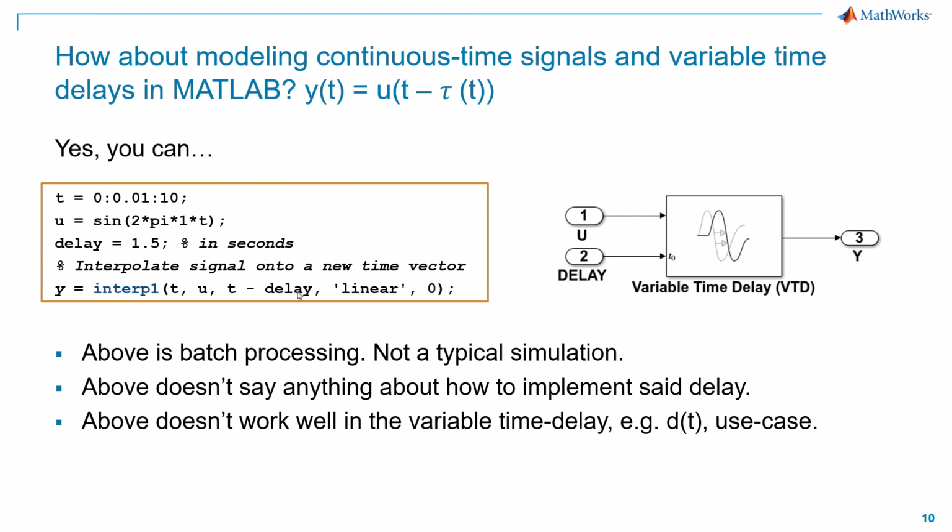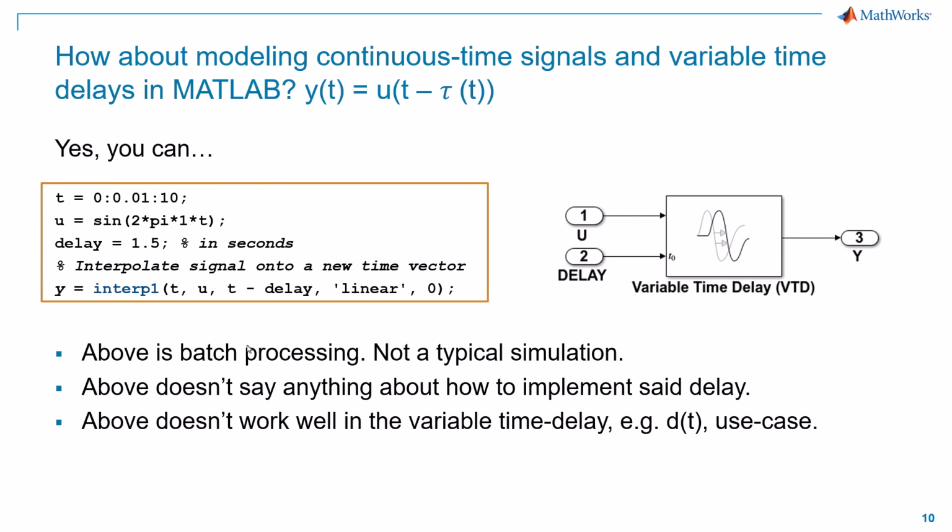Now, this is a batch processing approach. This is not really showing you how to do this in a typical simulation where you're streaming time samples in one sample at a time. This doesn't really tell you anything about how you would construct such a system. It just says interpolate from this time vector to another time vector. Okay, well, we can do it.